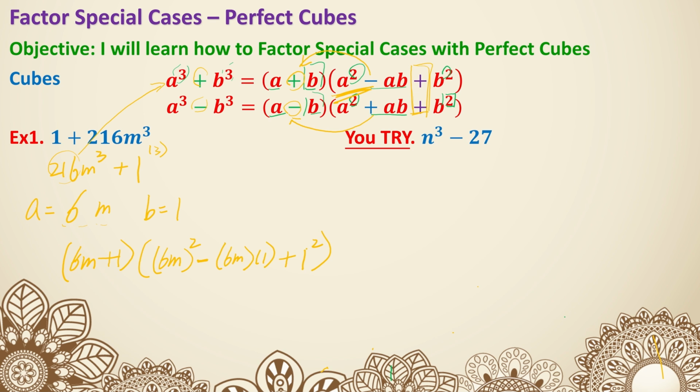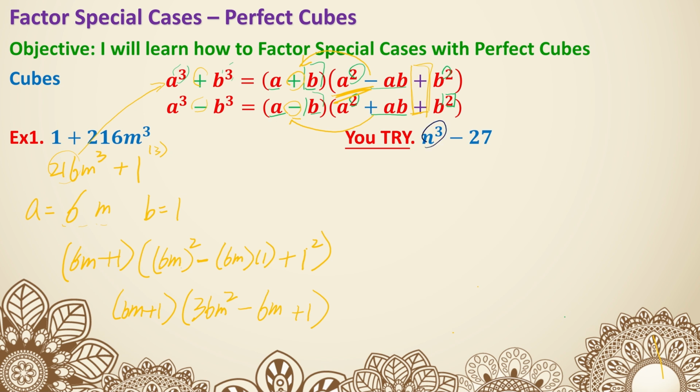Okay, now let's actually simplify this. So we have 6m still staying in the front, plus 1. And then the second set of parentheses, 6m being squared, the whole thing being squared, is 36m squared. And minus 6m times 1. And then lastly, a plus 1. There you go. That's example 1. Moving on, example 2.